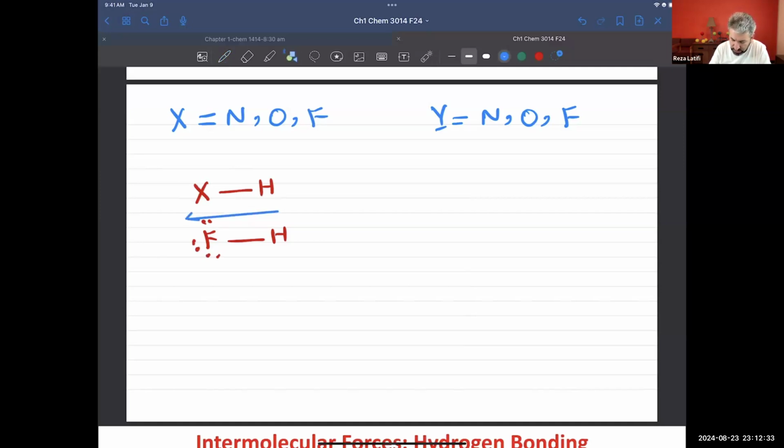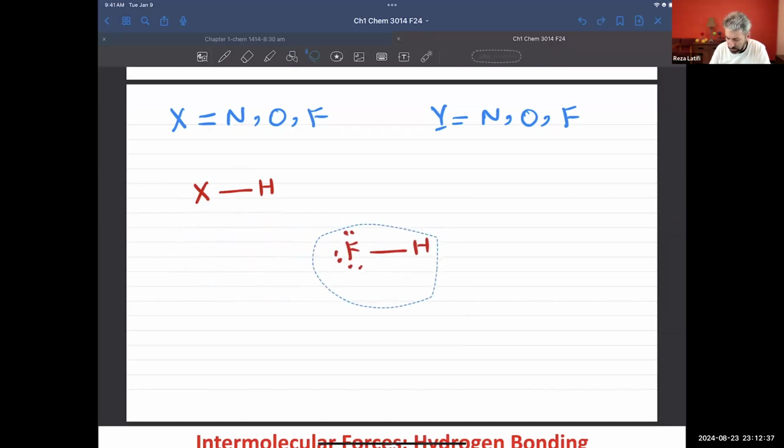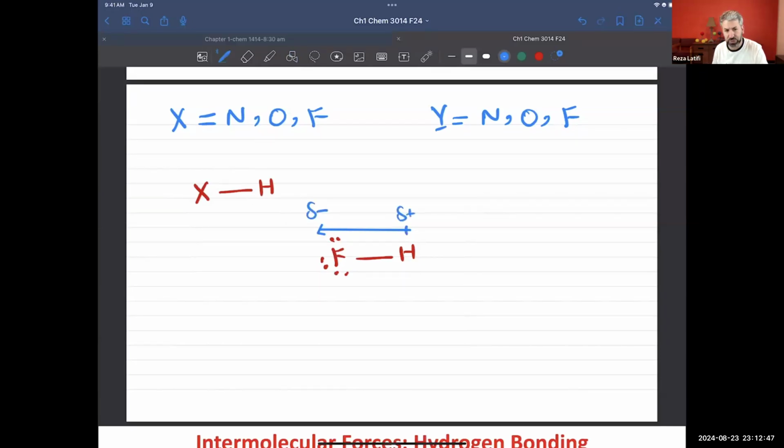We will see that fluorine will pull the electrons to itself. So this is going to happen. We're going to have a negative charge here, and this one will have a positive charge. So hydrogen is short of charge, short of electron. Hydrogen is going to be looking for an electron from somewhere else.